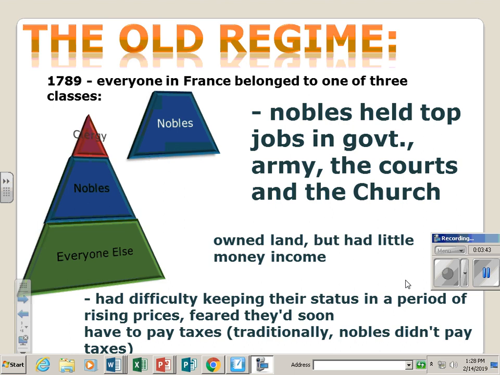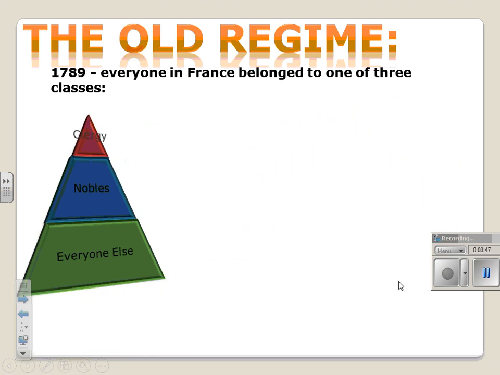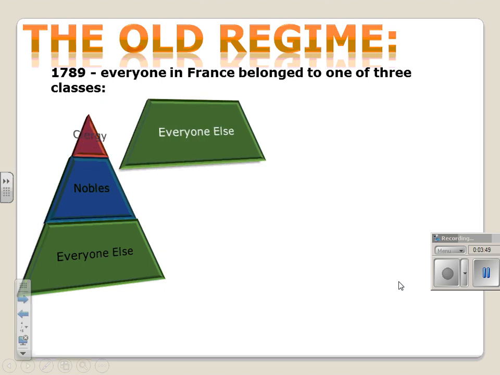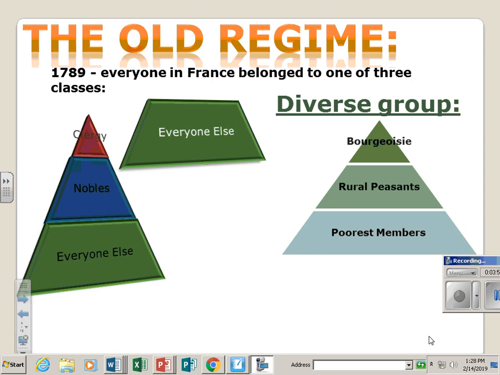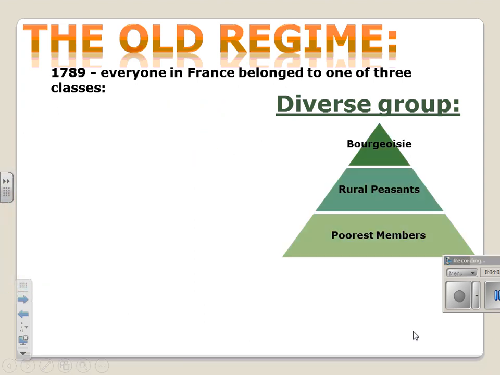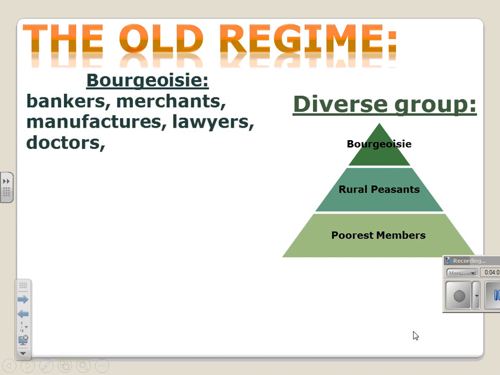So now let's focus on the third estate, because this is where the rebellion really begins. This is known as the third estate, or the everyone else category, and it was a very diverse group. Atop the third estate sat a group called the bourgeoisie, followed by the rural peasants, and then the poorest members. The bourgeoisie included jobs such as bankers, merchants, manufacturers, lawyers, and doctors.